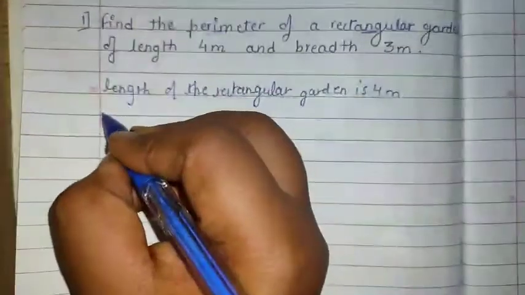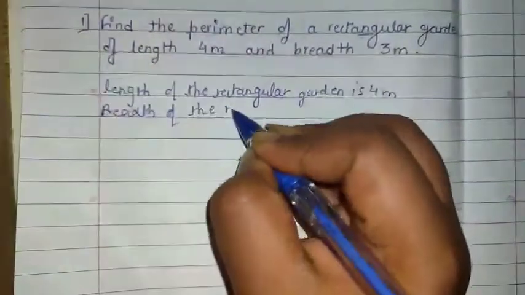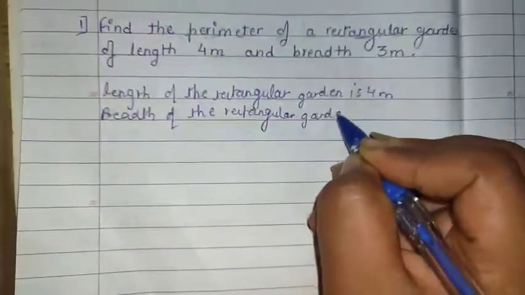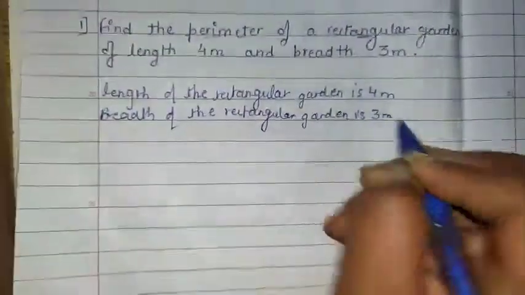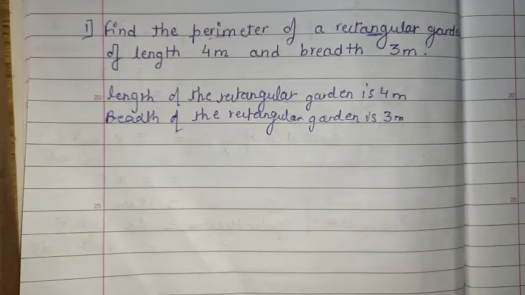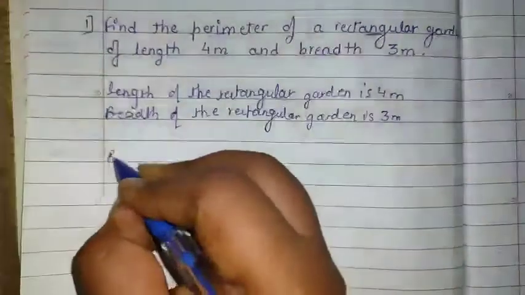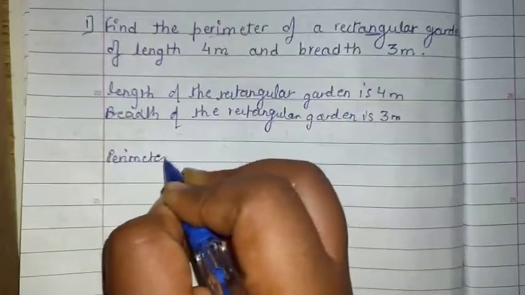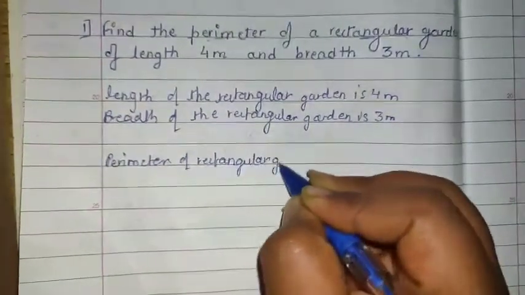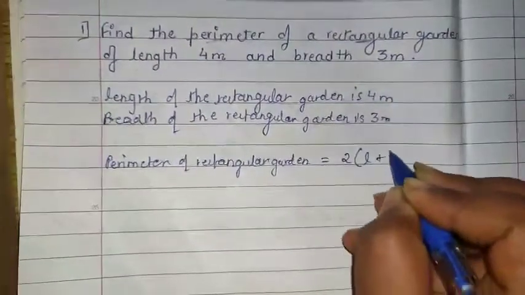Yes, 3 meter. The breadth of the rectangular garden is 3 meter. So, how will you find the perimeter of the rectangular garden? Yes, by using the formula. And what is the formula? Yes, the perimeter of the rectangular garden is equal to twice length plus breadth.